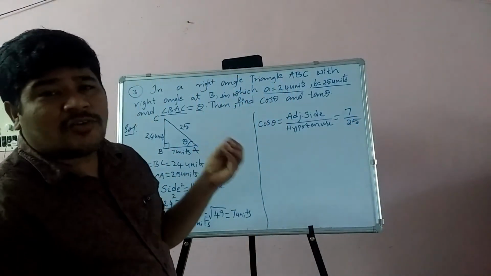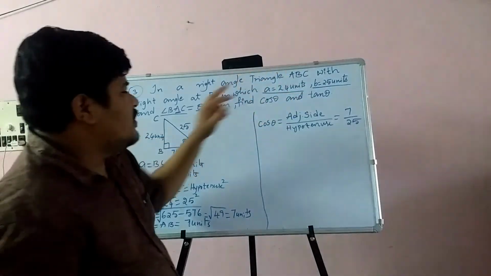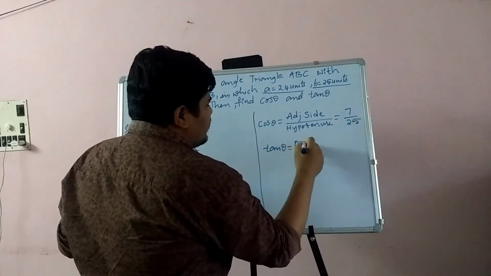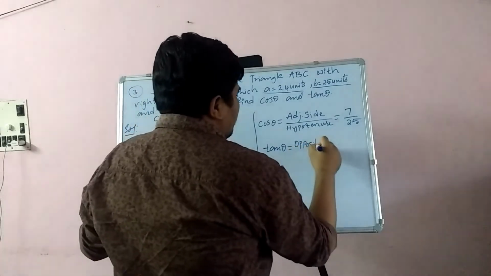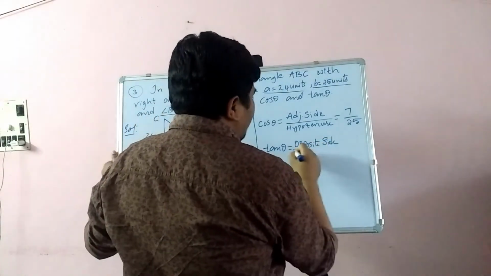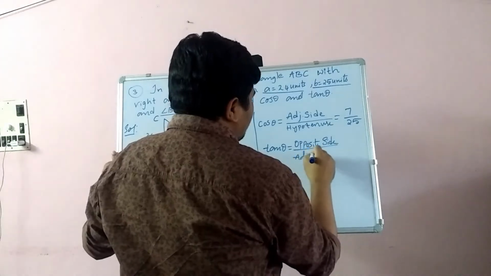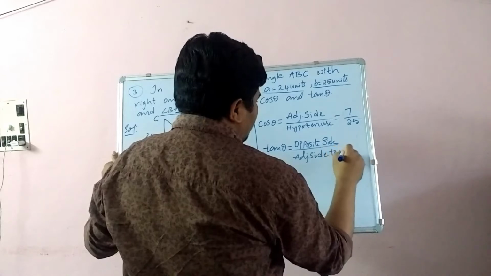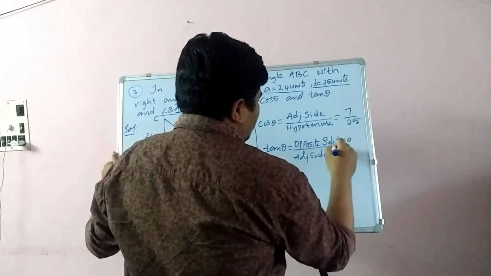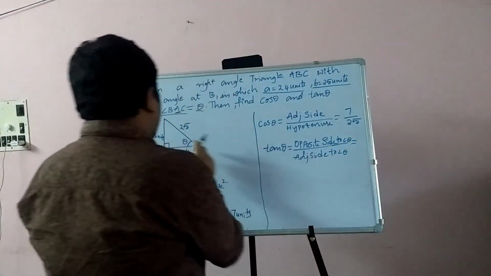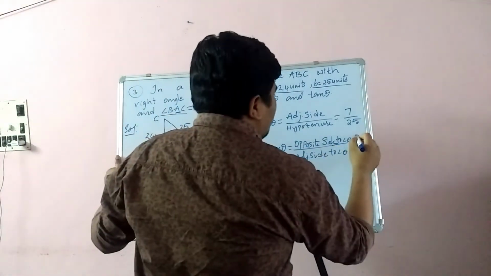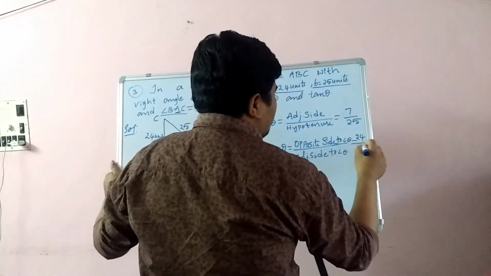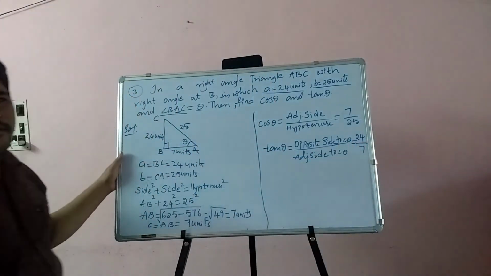Okay, and they are also asking to find tan theta. So tan theta is equal to opposite side by adjacent side to theta. Okay, opposite side to angle theta. So children, what is opposite to theta? 24. Okay, 24 units by adjacent side 7, so 24 by 7. So in this way we can find the answer.